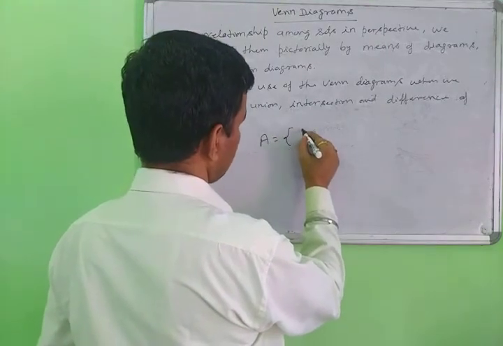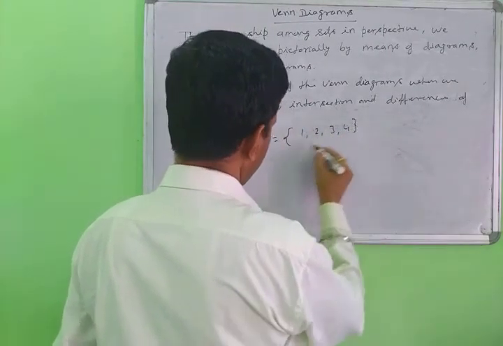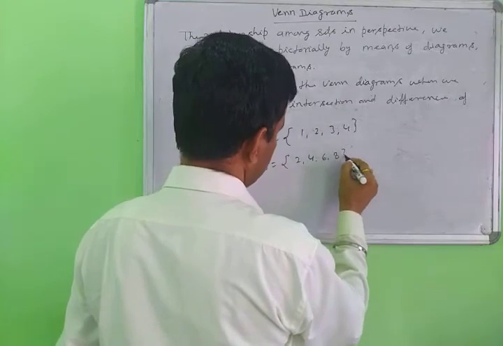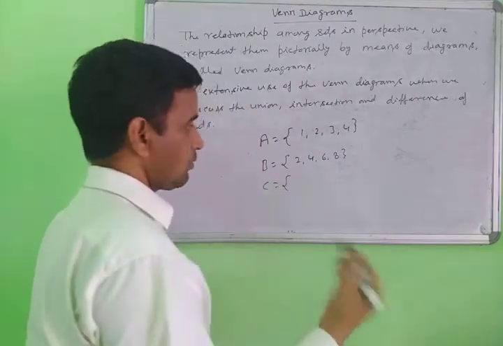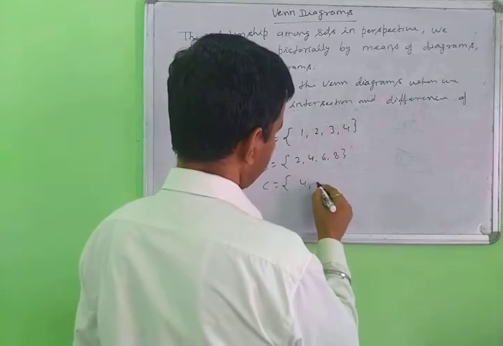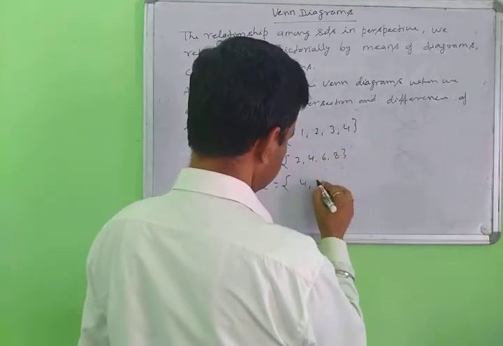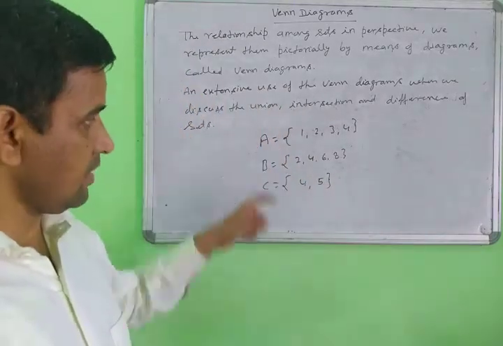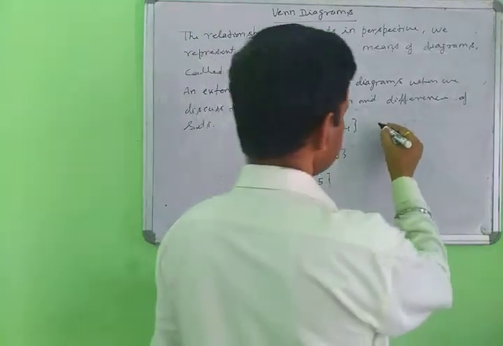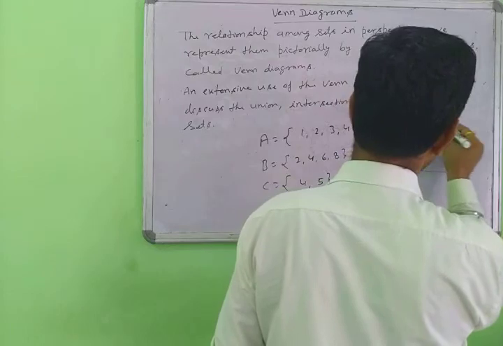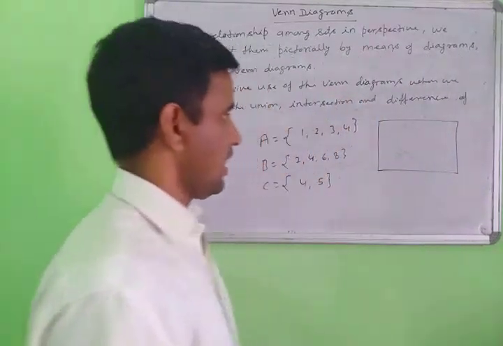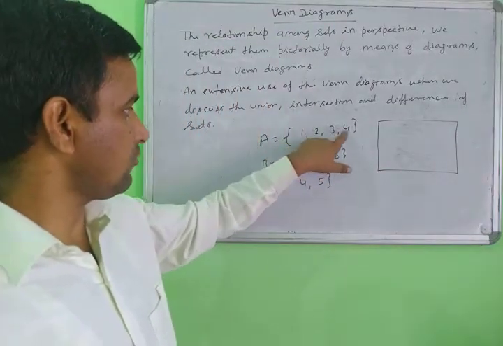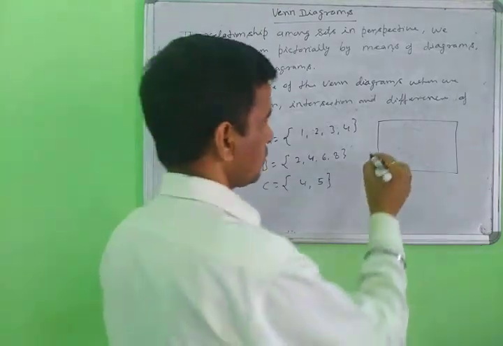I am taking set A as 1, 2, 3 and 4, set B as 2, 4, 6 and 8, and set C as 4 and 5, 6. Now look here, three sets are here, A, B, C. How to represent them in a Venn diagram? First you make a rectangular box in this way. First you look for any element common here: 2 and 4, and 4. That means the element 4 is common.